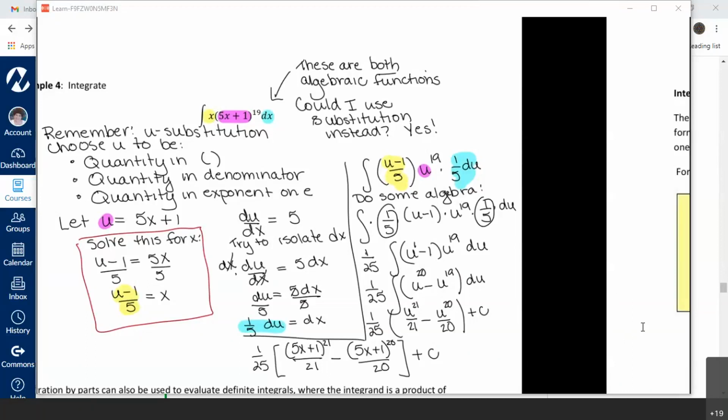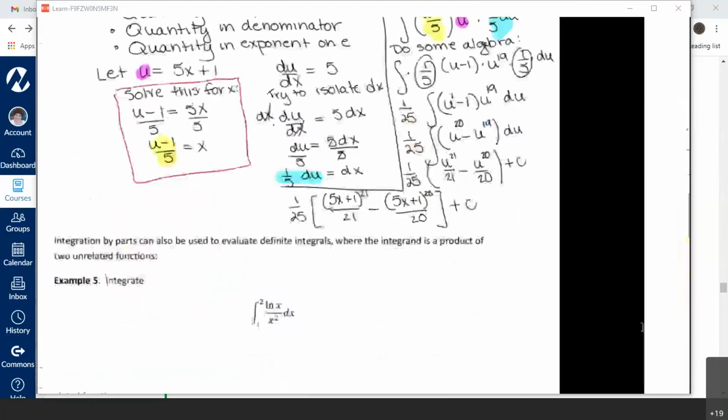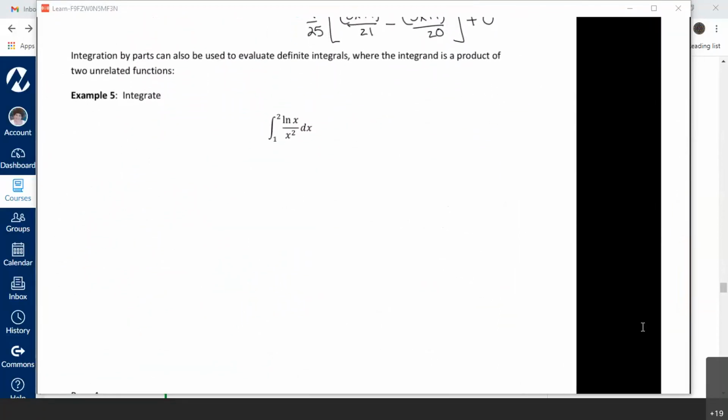So needless to say, this strategy can also be used to evaluate definite integrals. For example, if I have this sort of situation, you can see I have bounds or limits on my integral. So that means this is going to give me a number, not a function. Because it's a definite integral, I'll need to use the fundamental theorem of calculus to actually get the number out of this.